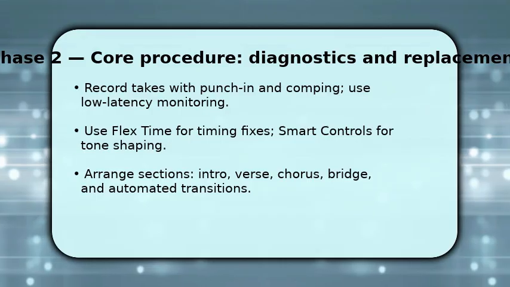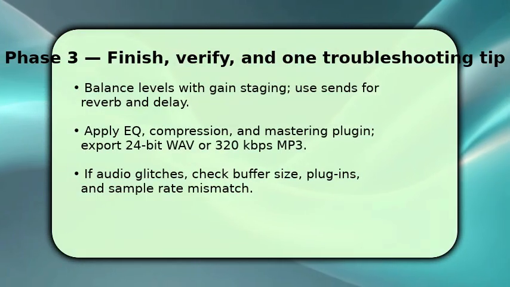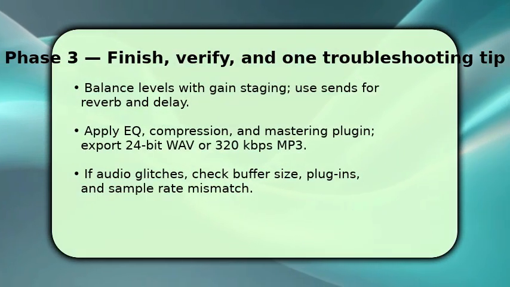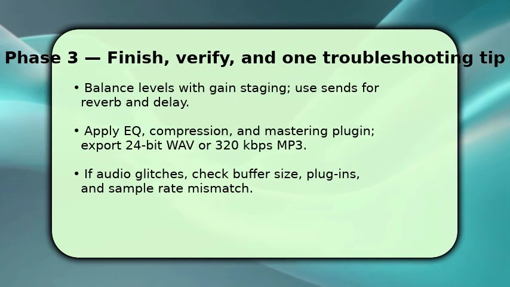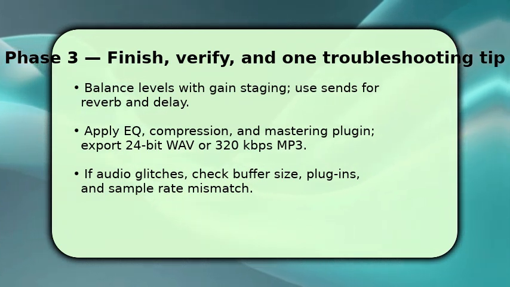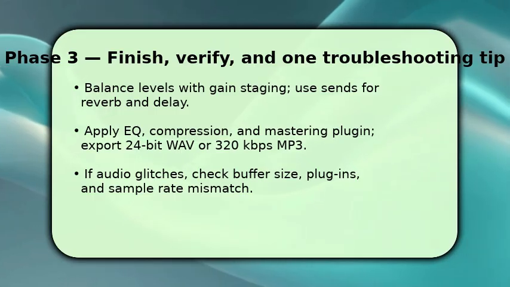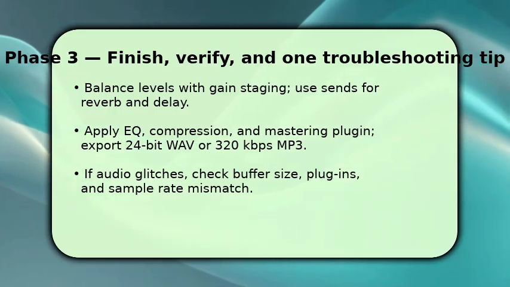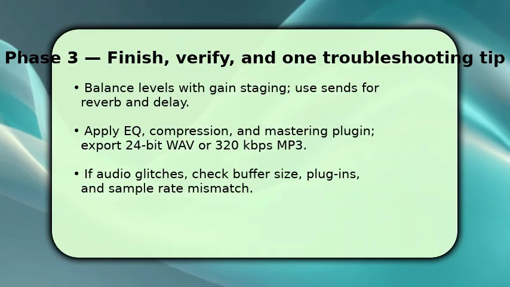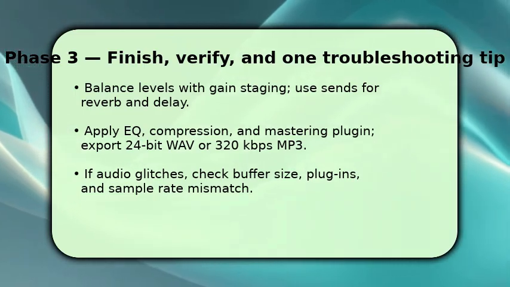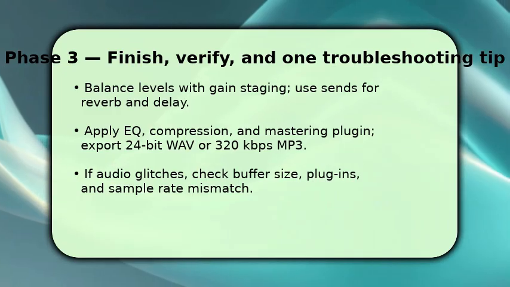You finish by mixing. Set gain staging first, then balance panning and levels so each part sits in the mix. Send time-based effects to aux tracks, carve space with subtractive EQ, and glue buses with gentle compression. When satisfied, apply a mastering preset or limiter, then export as 24-bit WAV or 320 kbps MP3 for sharing.